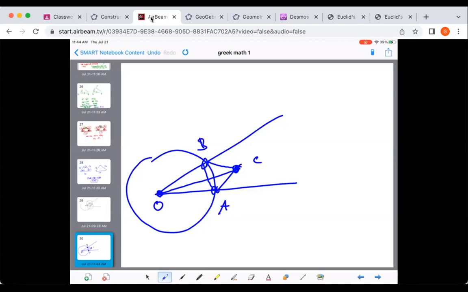Can you prove informally that angle AOC is congruent to angle EOC? Okay, what's the gist of that proof? Anyone want to say it in the chat?